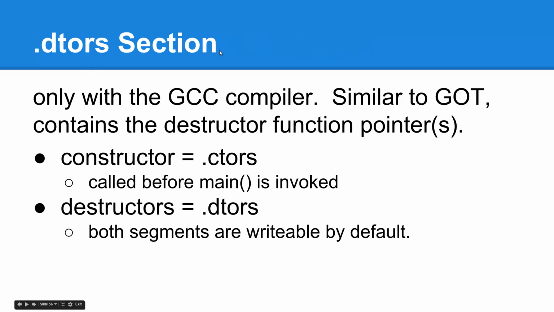So the dtors section is also an interesting target for attackers. And it is only present with binaries compiled by the GCC compiler. I think also Clang? Not sure. But it's not going to be present in every single binary. It depends on the compiler. I digress. It also contains function pointers that specifically pertain to destructors for objects and classes. And it is also writable by default, which is interesting.